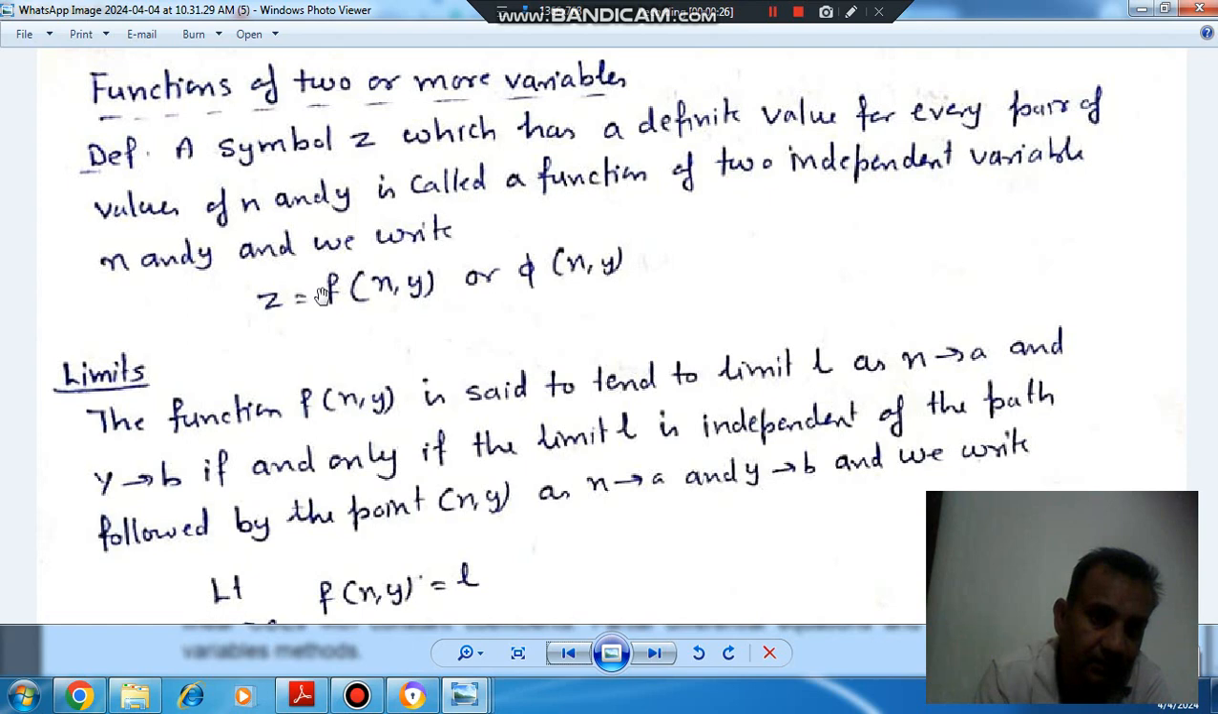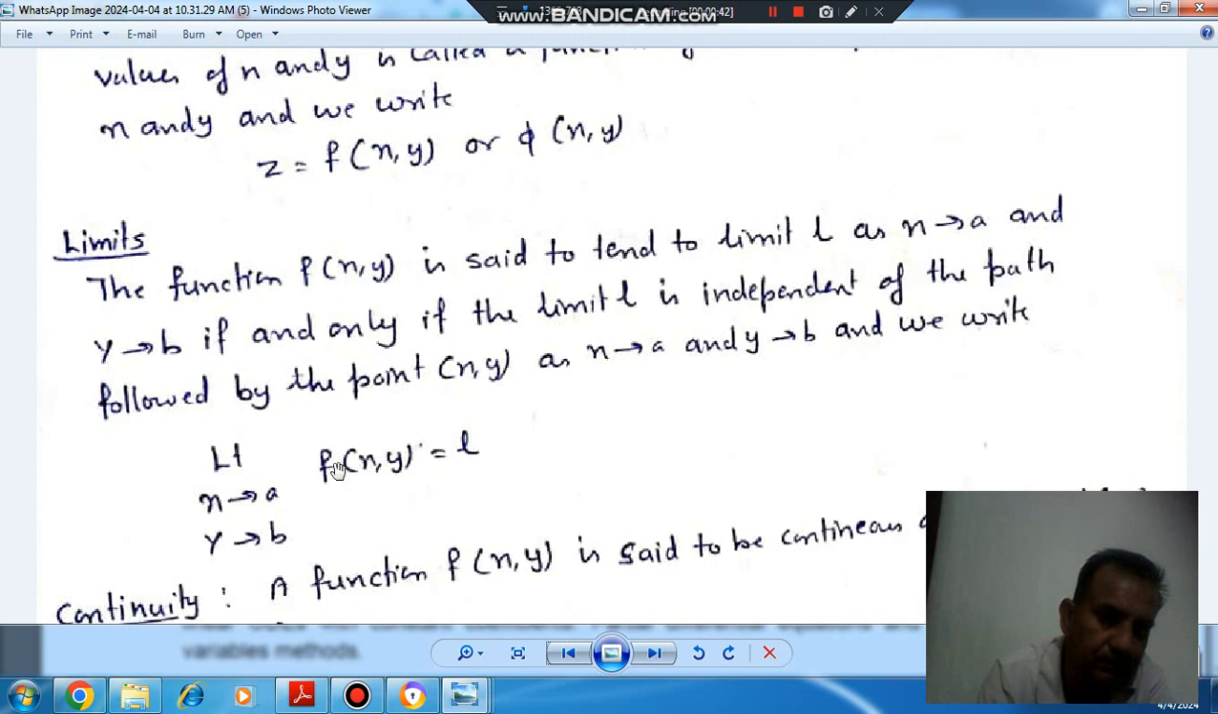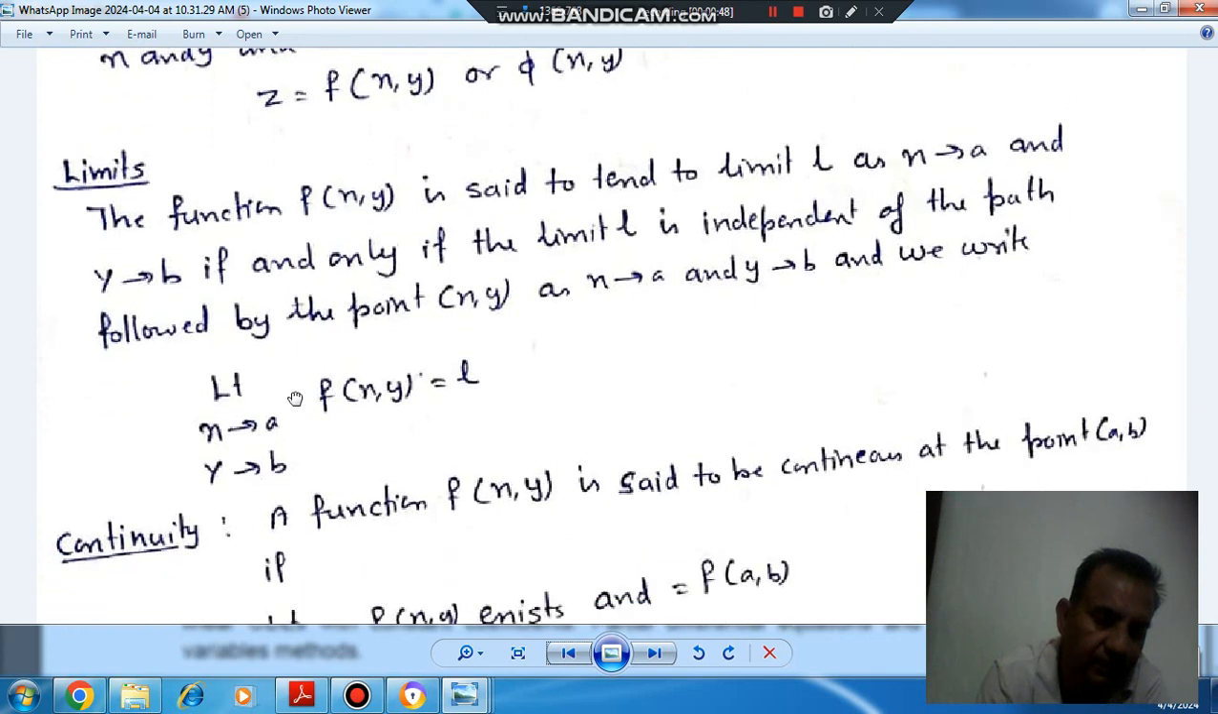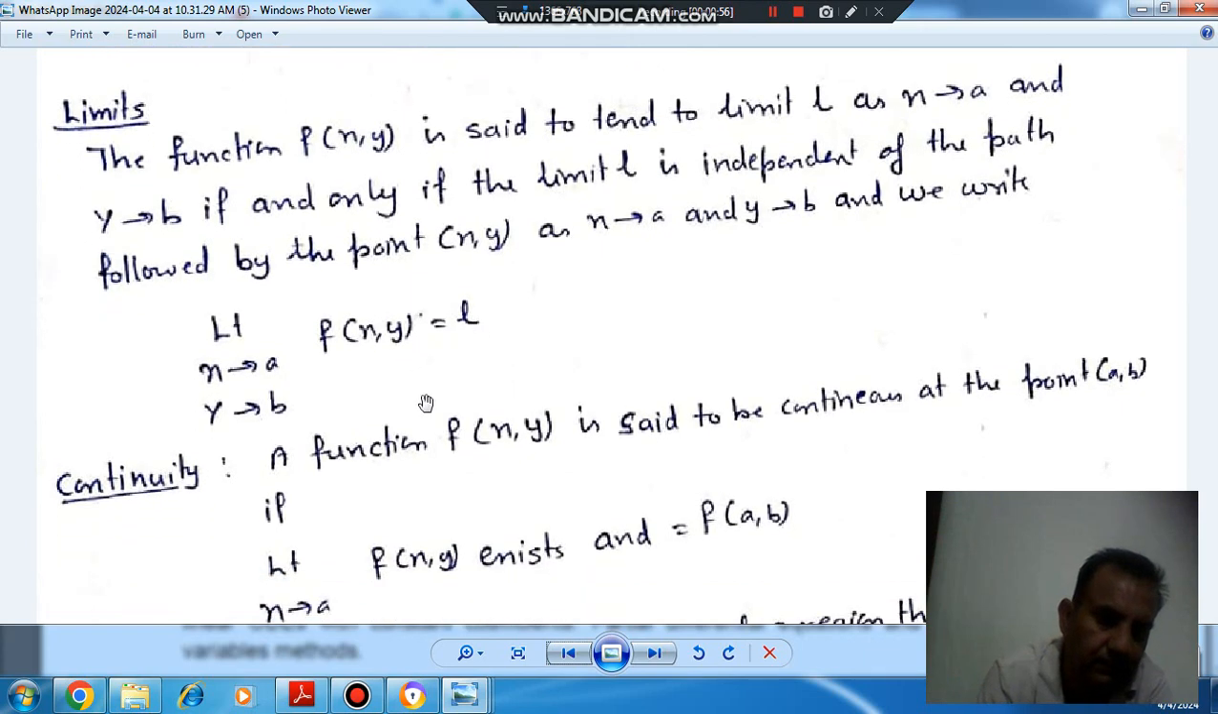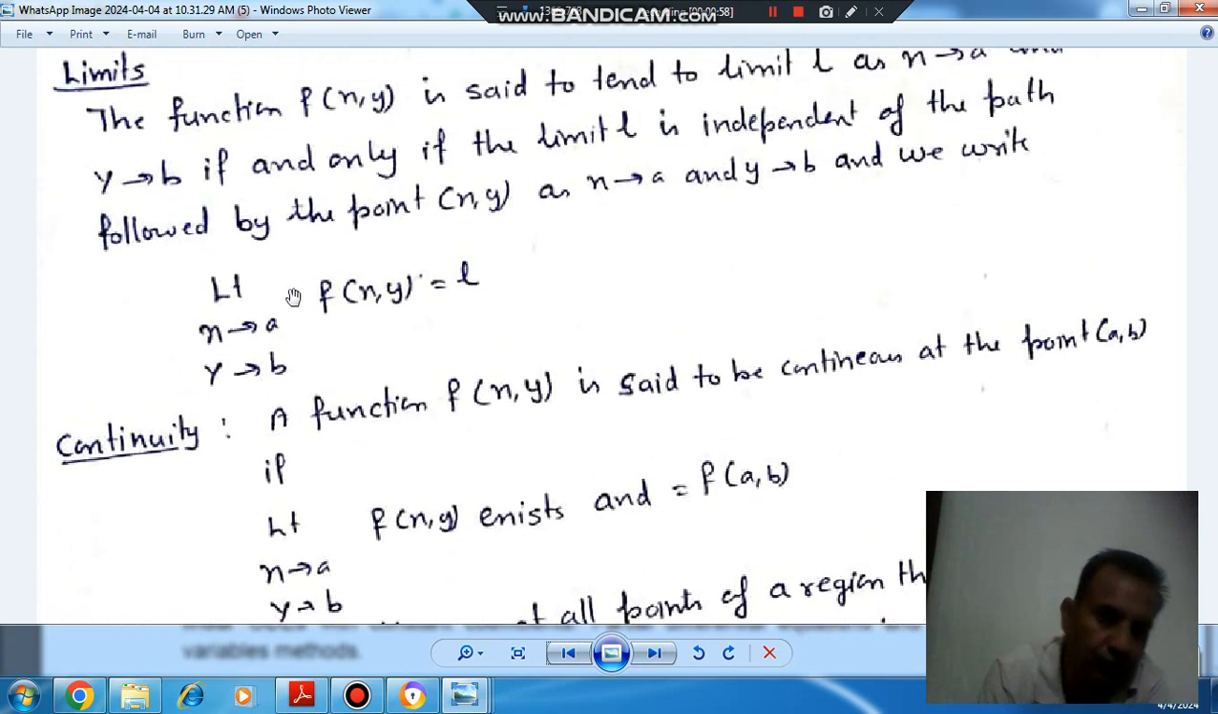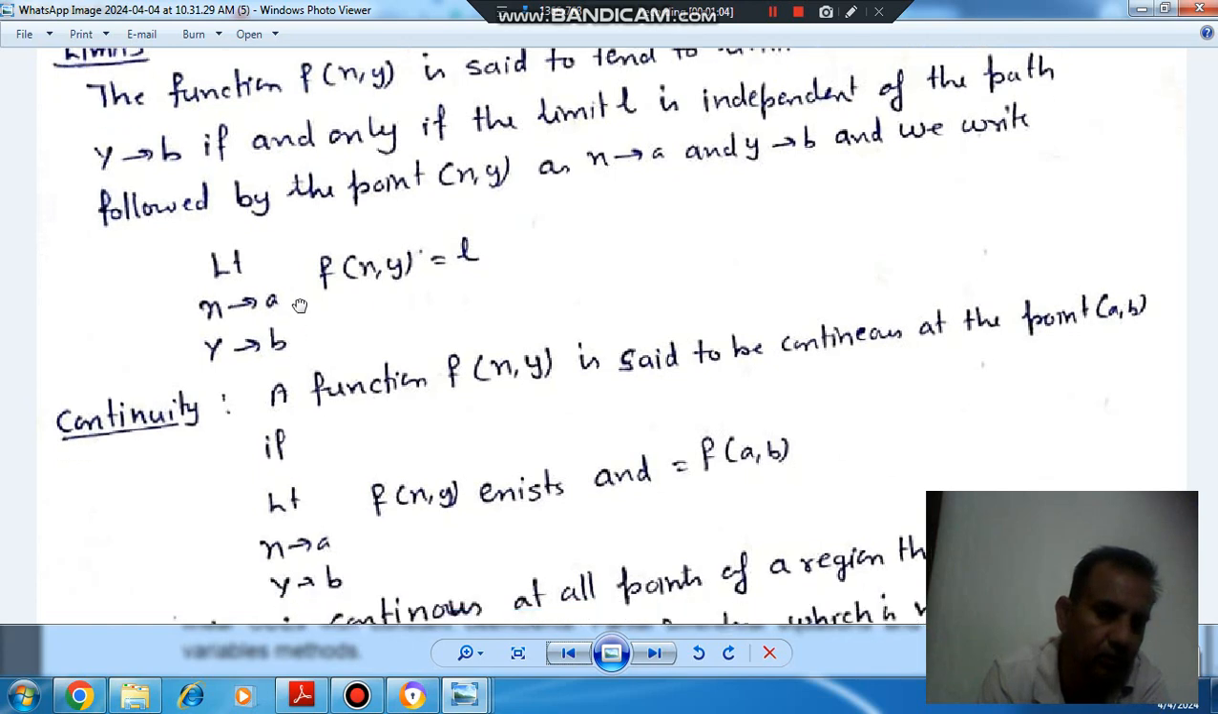The symbol z represents an equation or value which is a function of two variables, x and y. So this is represented like this: z is a function f of x and y. And the limit of this function, now that it is dependent upon x and y, will be written as limit x tends to a and y tends to b of the function, and either one can be solved first and then the other.